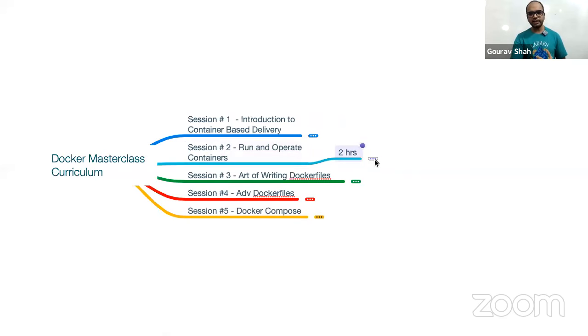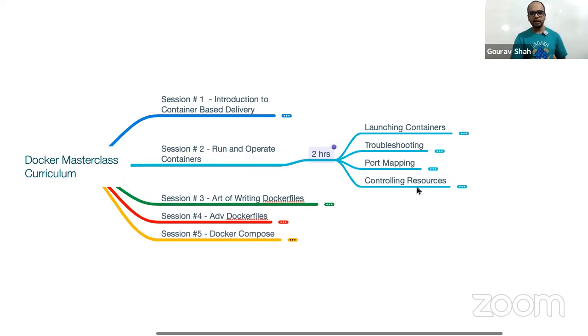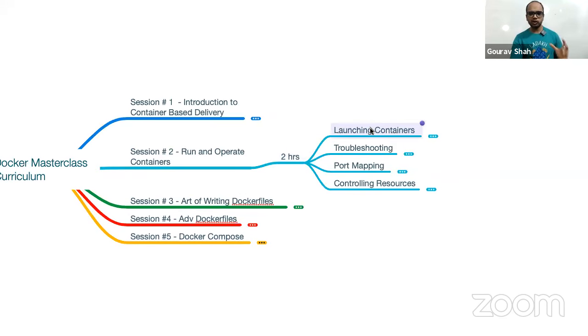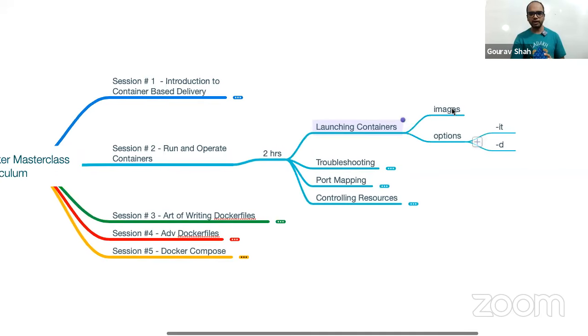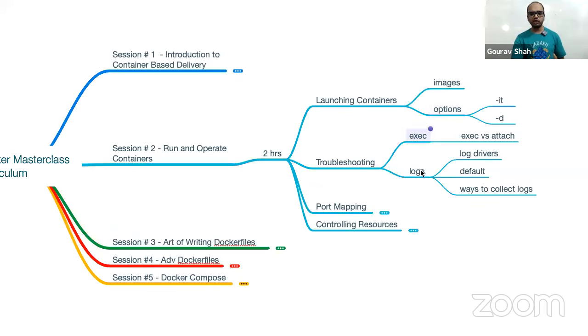So today's session again is going to be 2 hours. We've already started, and we're going to focus on how you launch containers, what options you commonly use, where the images come from, how the images are structured, and what the common options are, like -it and -d. We'll also look at how you troubleshoot your applications and containers in general. Once you launch it, you may want to check logs, or get inside the container shell. We'll look at those aspects.